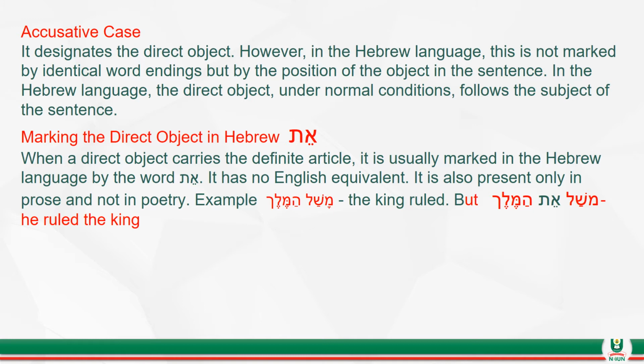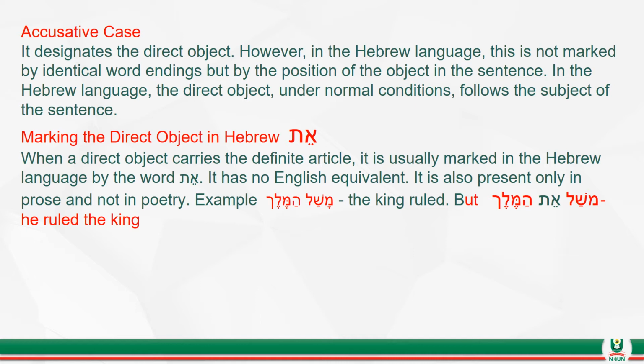The same Mashal Hamelech, with the introduction of the et, Mashal et Hamelech, will mean different things or will be translated differently. Mashal Hamelech is "the king ruled," but Mashal et Hamelech means "he ruled the king." You have seen the variation in the translation. What has introduced the second meaning is the et.